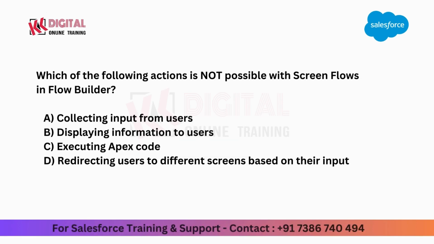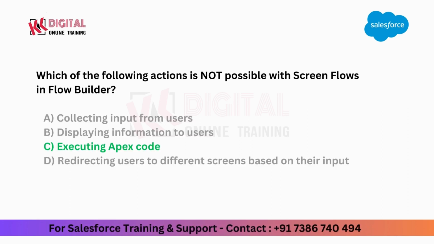Which of the following actions is not possible with screen flows in FlowBuilder? A. Collecting input from users. B. Displaying information to users. C. Executing Apex code. D. Redirecting users to different screens based on their input. The answer is C. Executing Apex code.